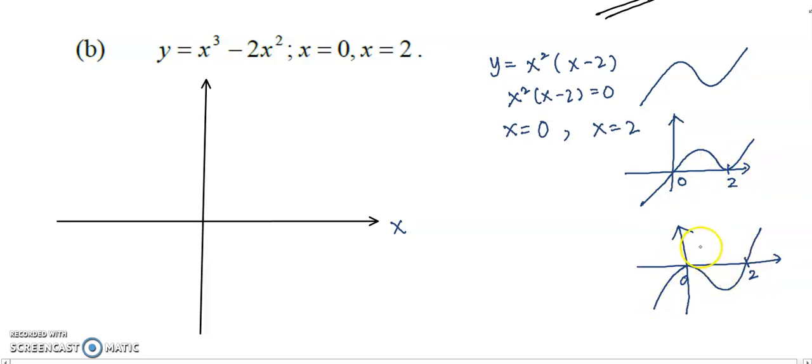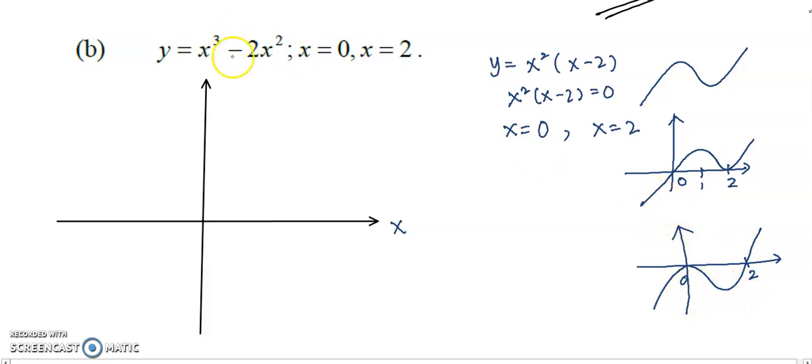So which will be our answer? It is actually very easy to determine. We just substitute. The difference between these two curves is just from 0 to 2, so we just substitute a value in between. Probably the easiest is 1. Substitute 1 into our function. We will see that our y value will be either positive or negative. If it is positive, this is the shape that we want. Or if you get a negative, this is the graph that we want.